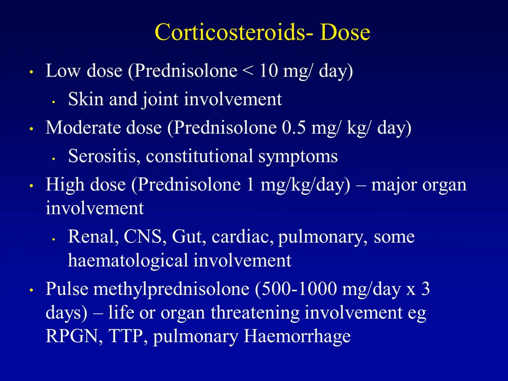In other words, patients with major renal, CNS, gut, cardiac, pulmonary, or severe hematological involvement. And pulse methylprednisolone is used for life or organ-threatening involvement. For example, rapidly progressive glomerulonephritis, thrombotic thrombocytopenic purpura, or pulmonary hemorrhage.